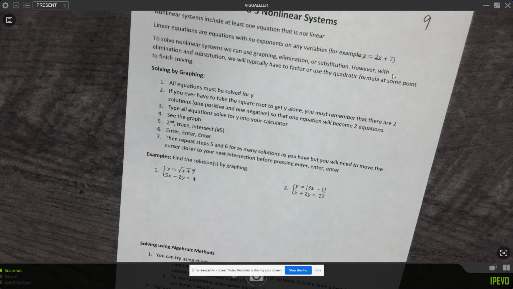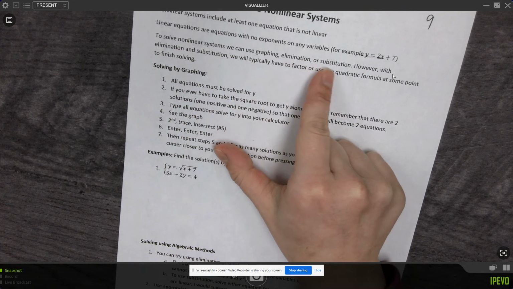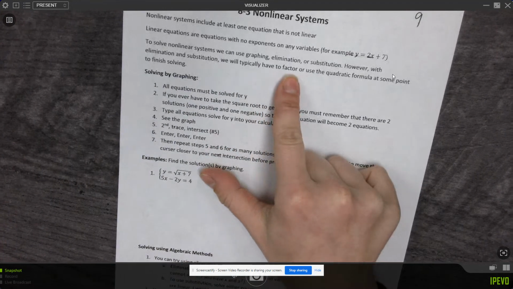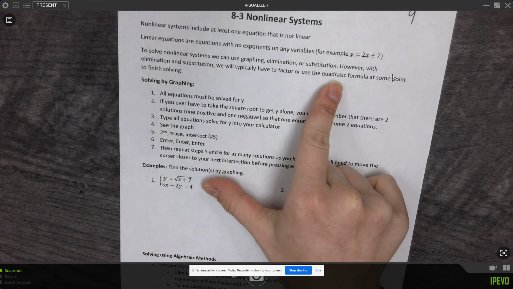So in your last couple of lessons, when you solved your linears, you just had to do elimination or substitution. You could solve it pretty easily. Now, we're going to do graphing the same as we did before. There's just a couple of symbols I'm going to have to show you on your calculator. So we can still graph, eliminate, and substitute. However, elimination and substitution, you're typically going to have to factor or use the quadratic formula at some point.